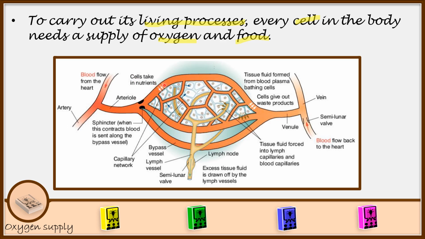They will get the nutrients and oxygen, and the cells are also producing waste products. So now they will pass the waste products to go into the blood. The cells will give out waste products to the blood, and then the blood will take away the waste products. But for the cells to carry out the living processes, they need a supply of nutrients and oxygen.